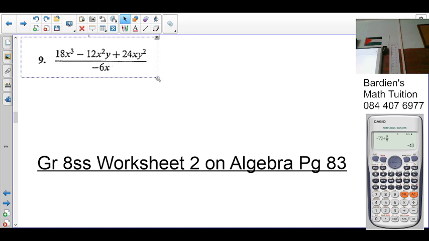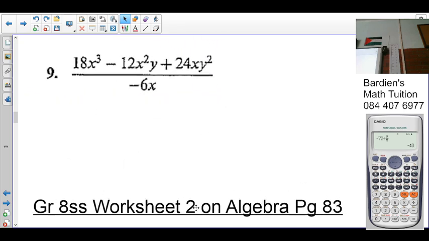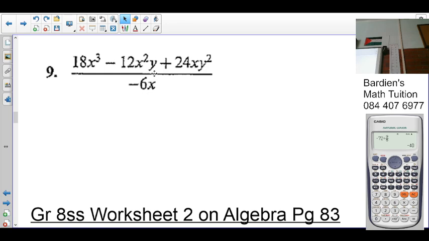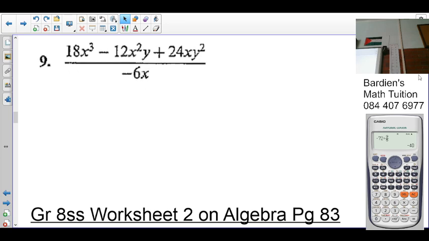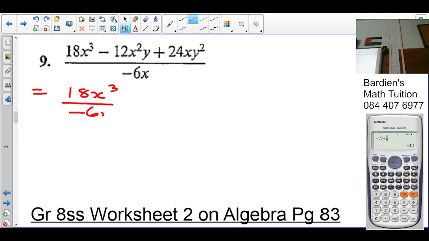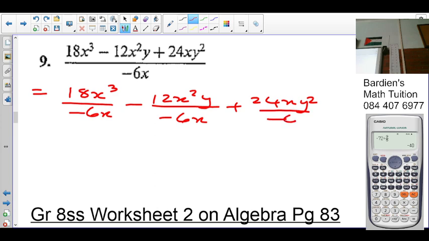People, the numerator, are they like or unlike? They'd be unlike, no? The variables are not the same. So we write each one over its own. So we get 18x cubed over negative 6x minus 12x squared over negative 6x, minus 12x squared y over negative 6x plus 24xy squared over negative 6x.